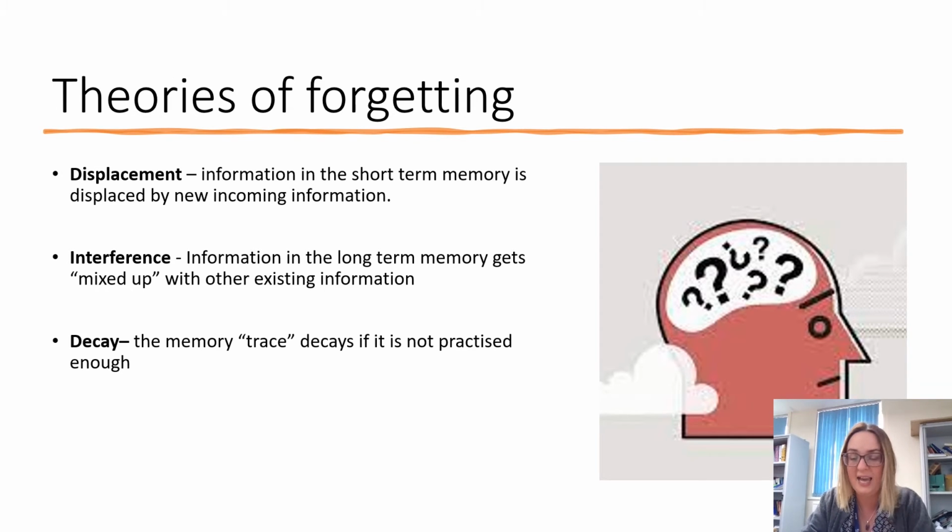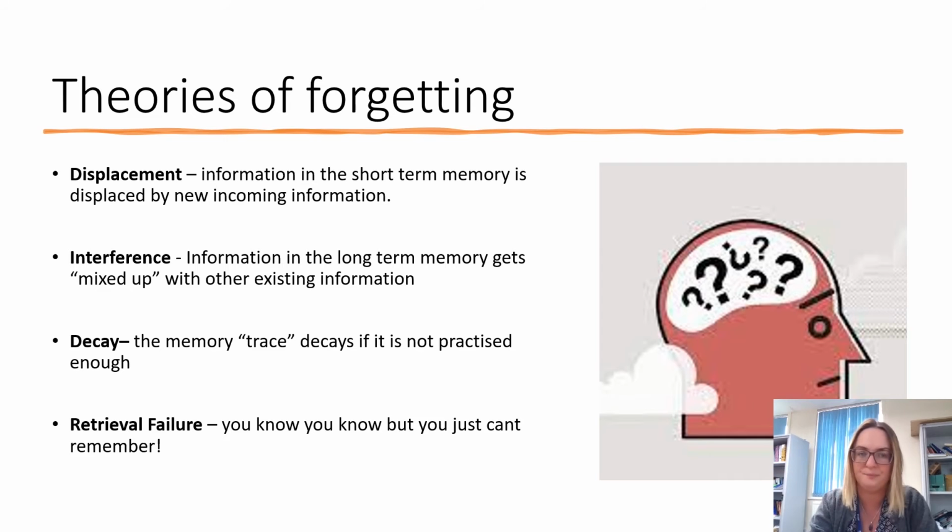Okay, decay. Now decay is a biological theory really. When we are creating a new memory, we're actually creating a change in our brain at the neuronal level, at the synaptic level. So this involves a change in the structure, and this doesn't happen instantly. This is something that has to be practiced for the trace of the memory to be solidified. So trace decay is where we haven't practiced a memory enough and it fades.